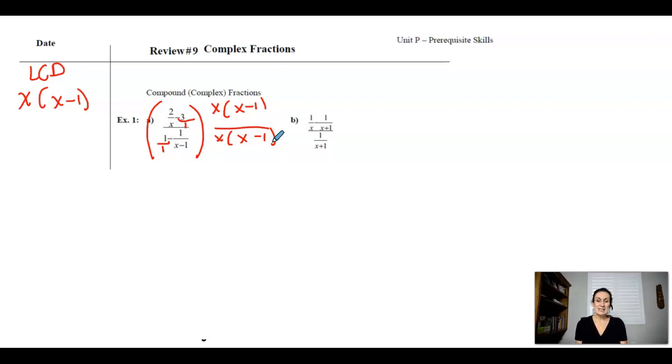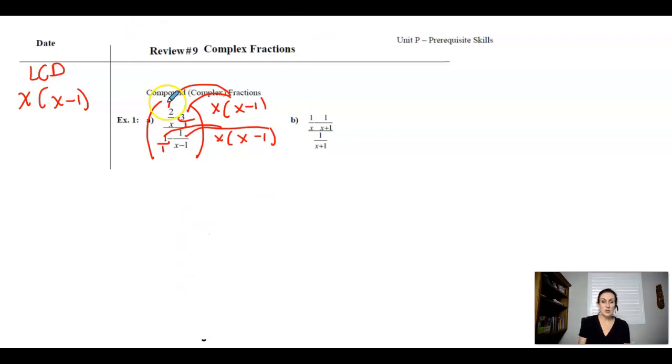And the goal is to get all of these denominators to cancel out. So we take this and we multiply it to each part of the complex fraction because there's a subtraction there. Because there's a subtraction in the bottom, same thing, we'll multiply this to each part of the complex fraction. And then we see what we have left.